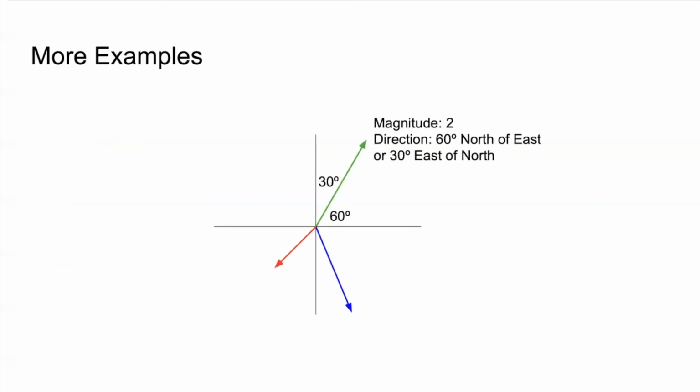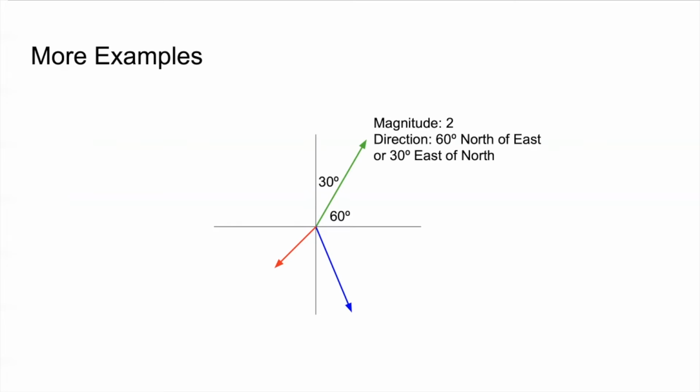Here are some more examples. So the green vector is the same as the one you just saw, except this time you also see a second way that you can express the direction, 30 degrees east of north. So we basically swapped north and east, and the new angle is 90 degrees minus the old angle. This process can be applied to any vector.